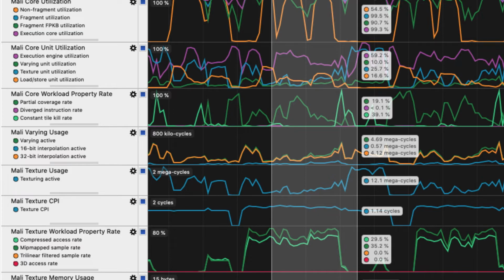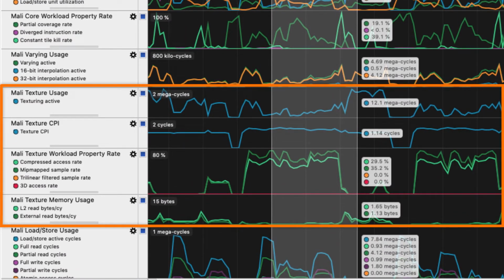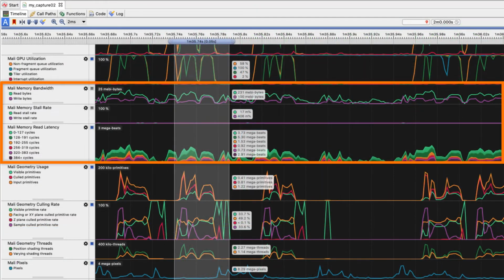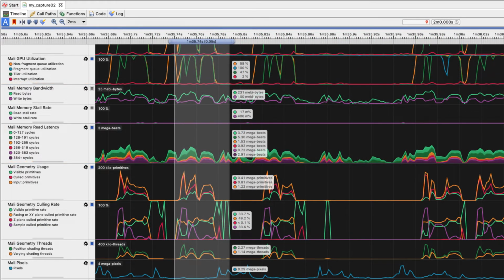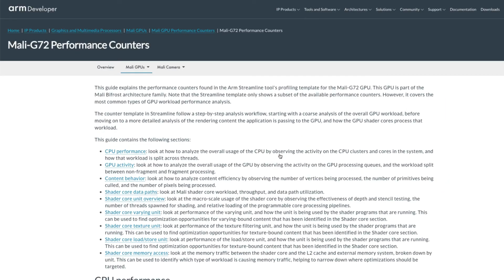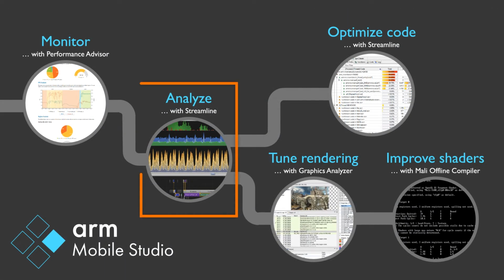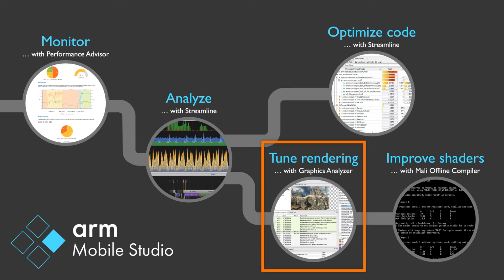We don't have time to show you all the charts available in Streamline, but there are many more to explore, such as those that help you diagnose texturing or memory bandwidth problems. You can find documentation for all the performance counter data that Streamline can collect on the Arm Developer website. Streamline has helped us to identify a problem with microtriangles and confirmed some of the shader problems indicated by Performance Advisor. Next, we will take a look at the Gaming Graphics Analyzer to see if we can find out which object meshes might be too complex for their position on screen.